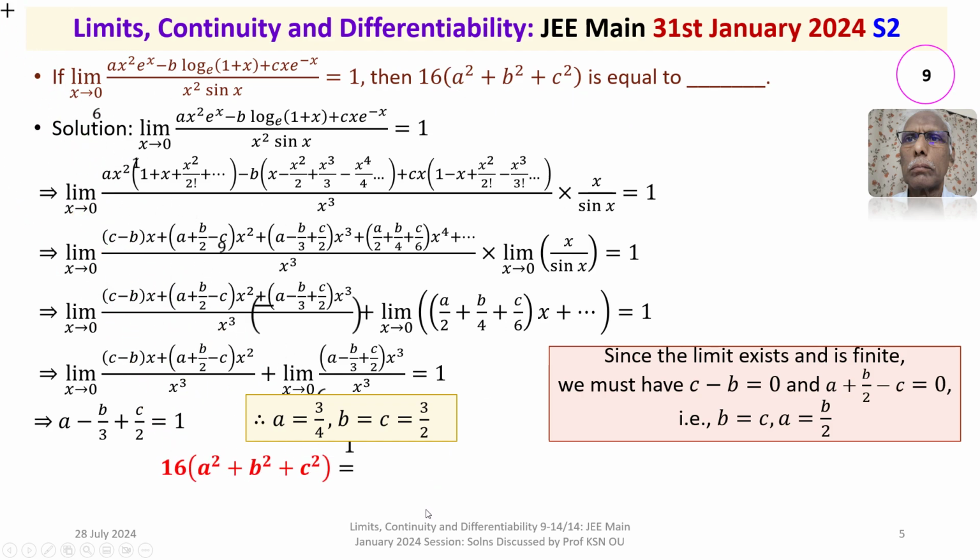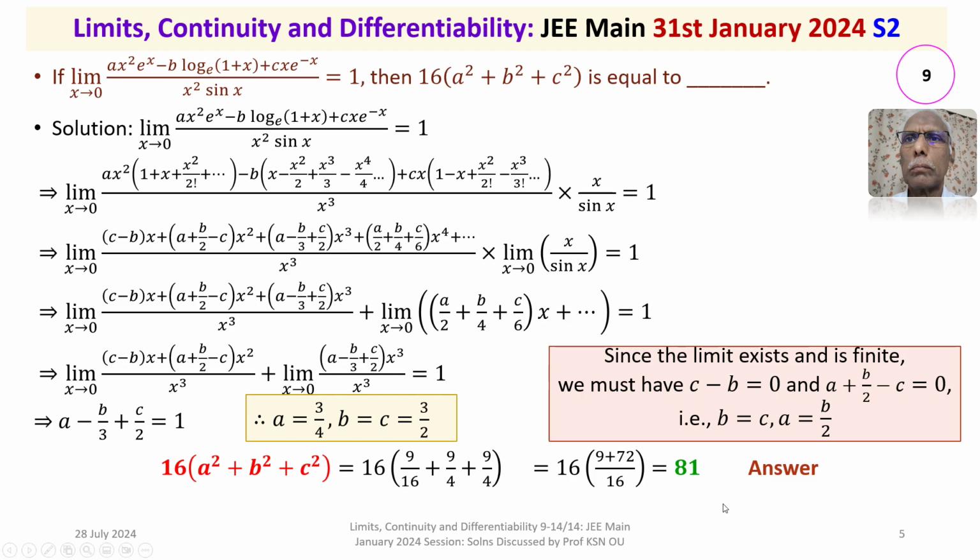That is equal to 16 times a square, 3 by 4 whole square, 9 by 16, plus b square, 3 by 2 whole square, that is 9 by 4, plus c square, that is 3 by 2 whole square, that is 9 by 4. So that is 16 times 9 plus 72 by 16, right? So on cancellation you will get 9 plus 72, that is 81.